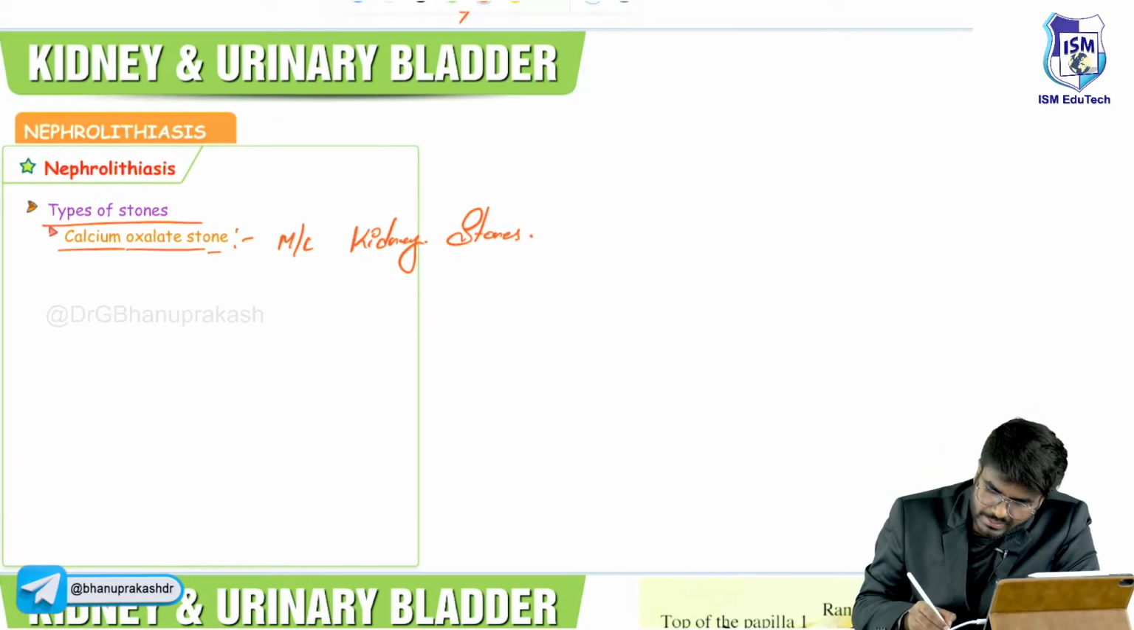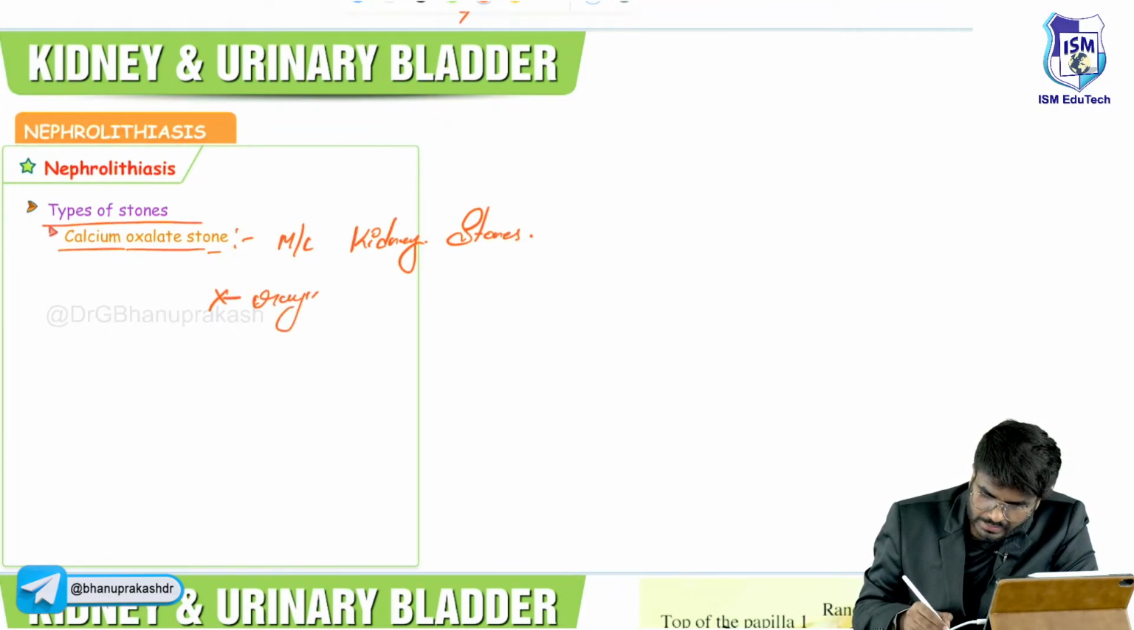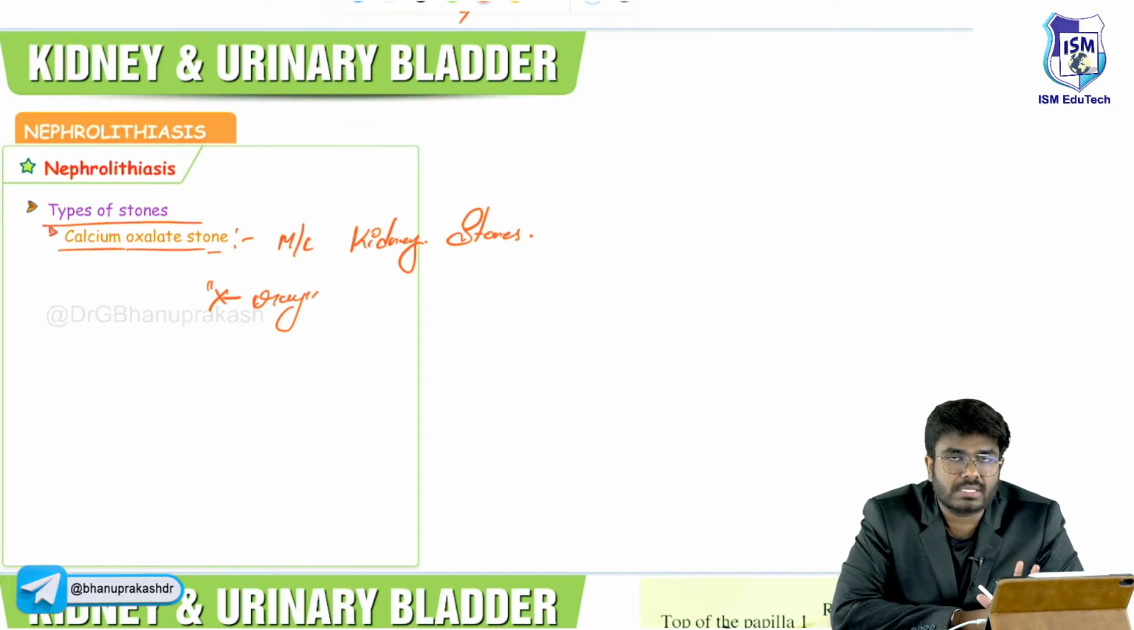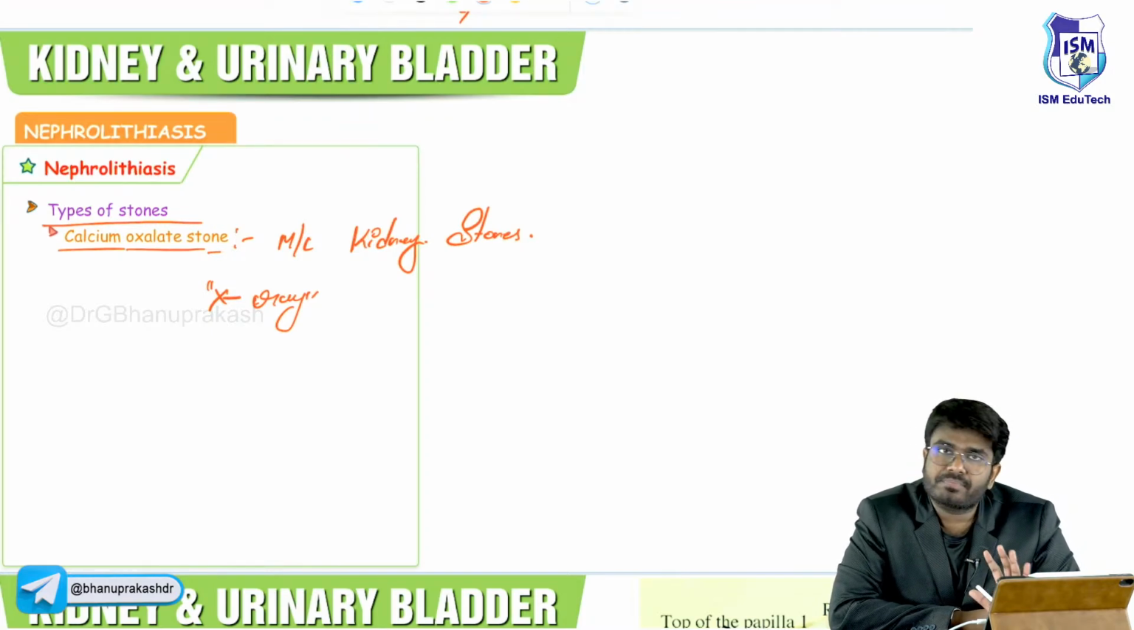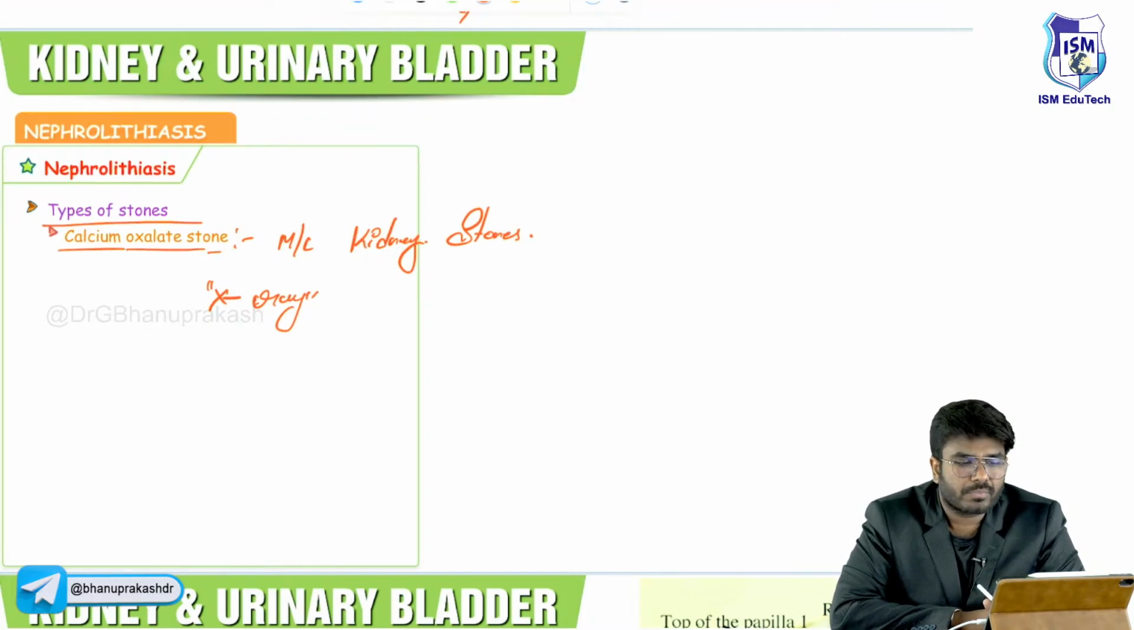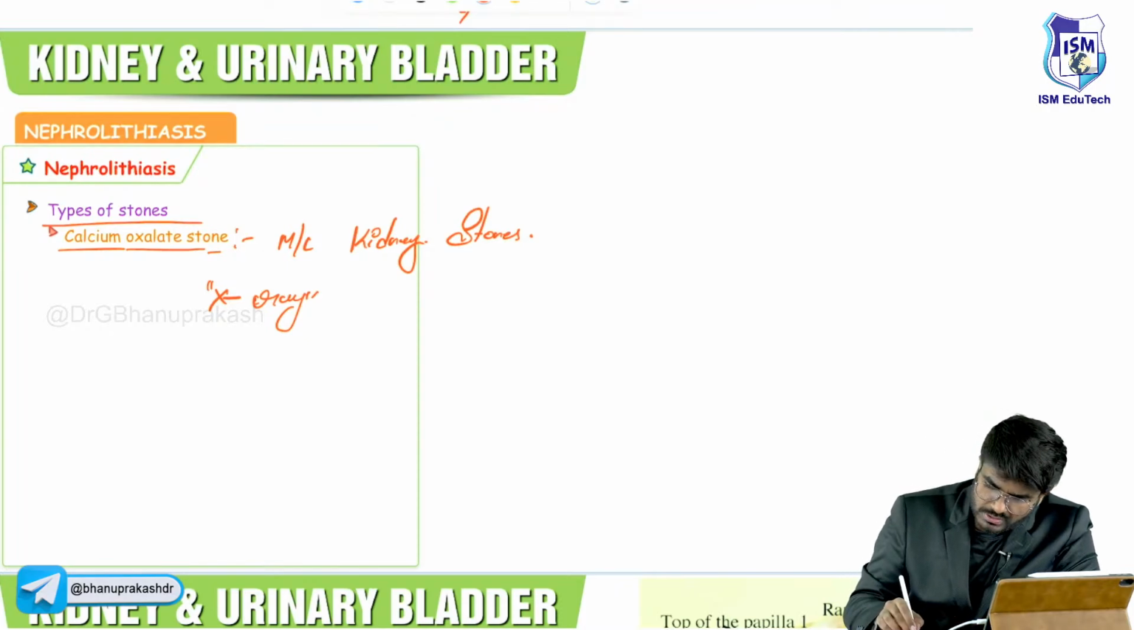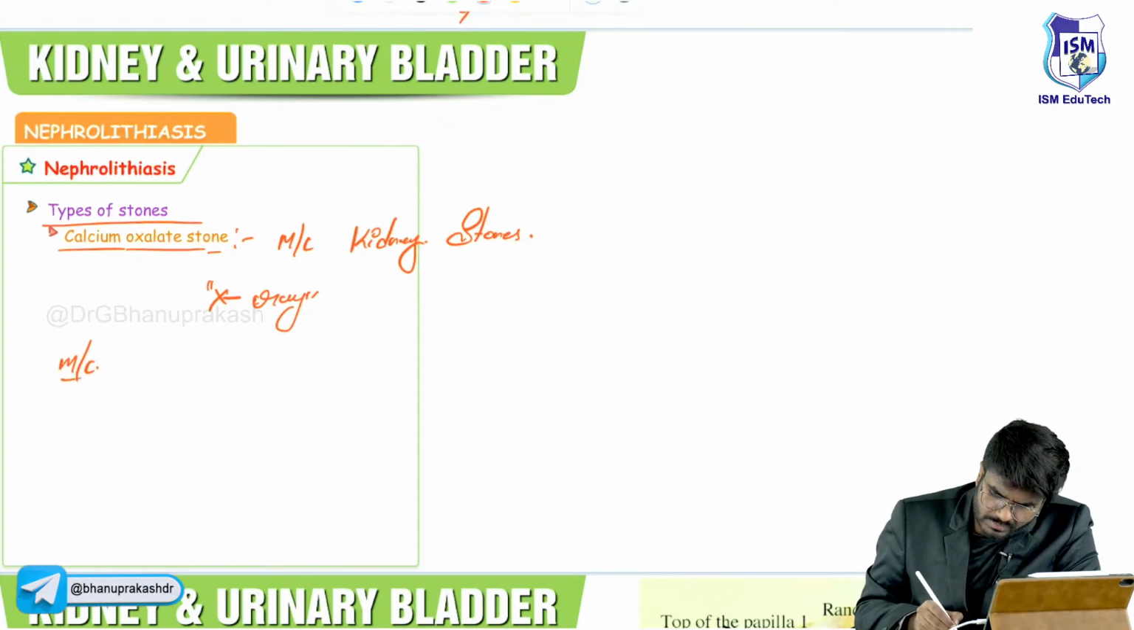Now, can you see them on X-ray? Yes, they can be seen on X-ray. So they are radio opaque, because certain stones cannot be seen on X-ray. So these are visible on the X-ray. Okay. So what is the most common cause?